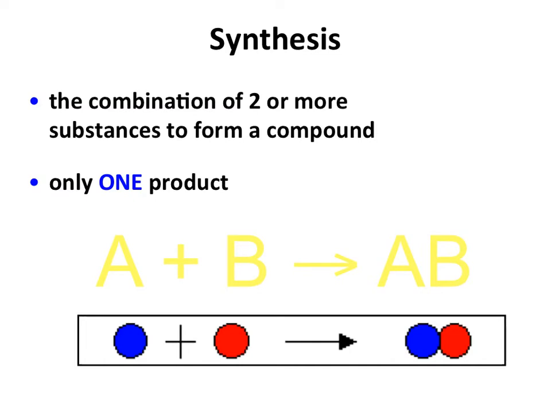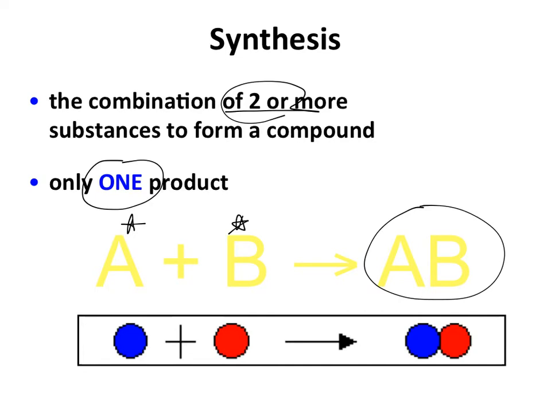When I hear the word synthesis, I think of something being made or synthesized in a lab or created. So a synthesis is when you take a combination of 2 or more substances to form a new compound. In synthesis reactions, you're typically only going to have one product. So notice we have the A, B, those 2 reactants come together to form a new compound, a single product. So synthesis reactions have 2 or more substances that give you a single product.